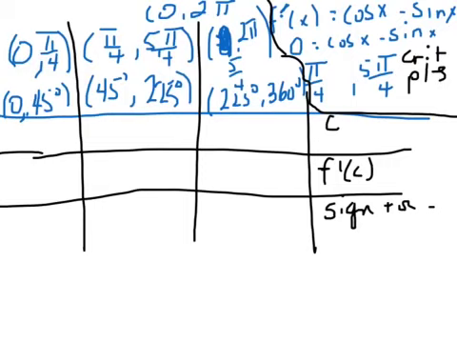If it's positive, it's increasing. So if it's positive, I'm going to say it's increasing. And if it's negative, I'm going to say it's decreasing. Now, the hardest part of this is just going to be plugging in the numbers, I think. All right, so I want to find numbers that are easy to evaluate.